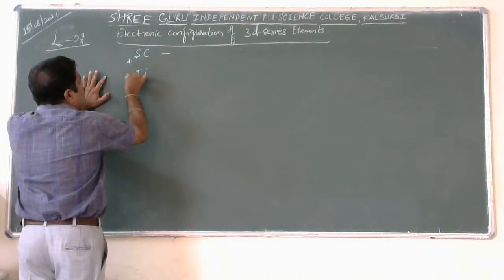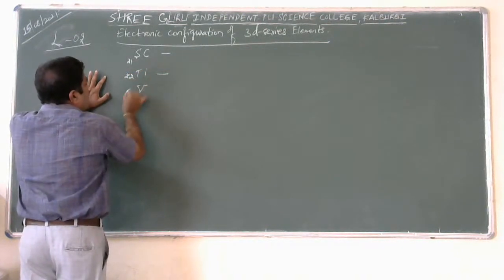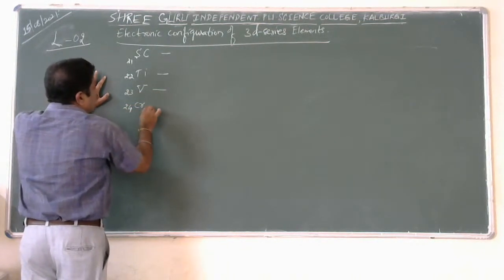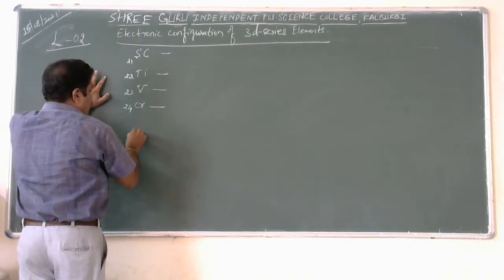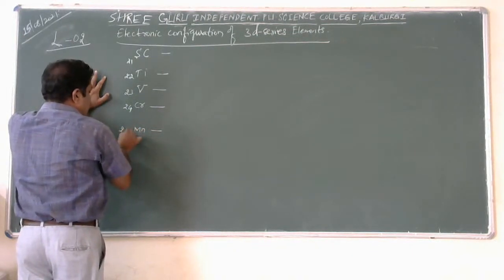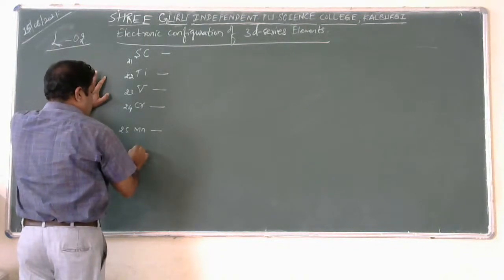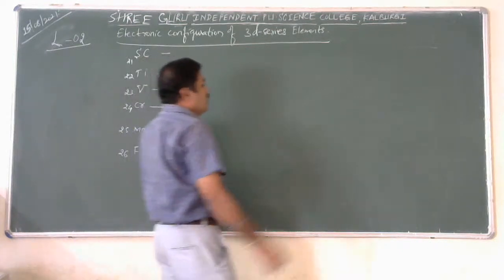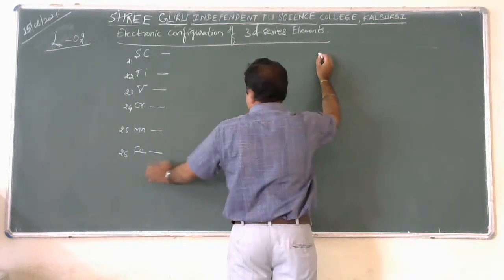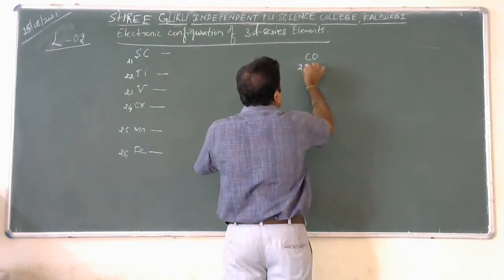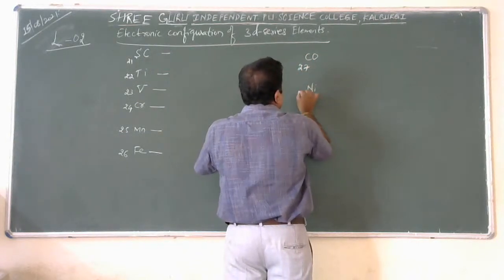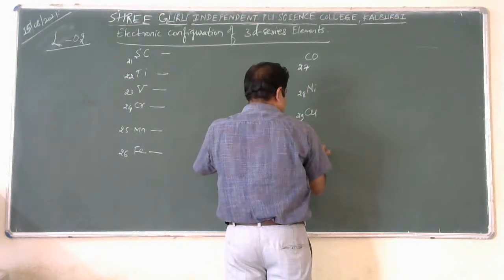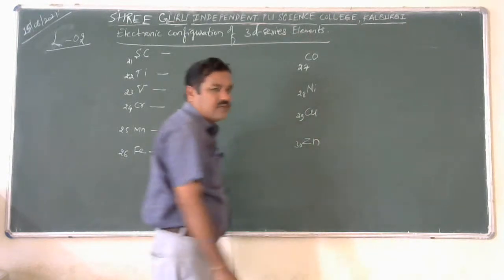Scandium, atomic number 21. Titanium, atomic number 22. Vanadium, atomic number 23. Chromium, atomic number 24. Manganese, atomic number 25. Okay. Then iron, atomic number 26. Right. After that, I'll write here, that is after iron, cobalt, atomic number 27. Nickel, atomic number 28. Copper, atomic number 29. Zinc, atomic number 30. Very simple, students.